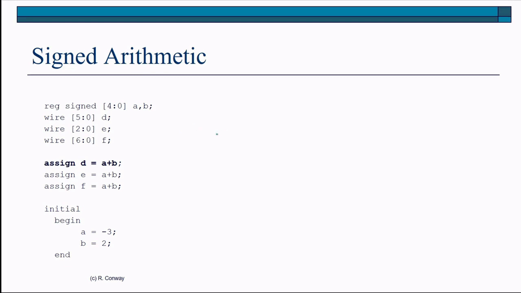Up to now, all our signals have been unsigned. To use a signed signal, be it a wire or a reg, we need to use the keyword signed. So for example, if we've got reg [5:0] a, we are creating an unsigned vector of type reg.